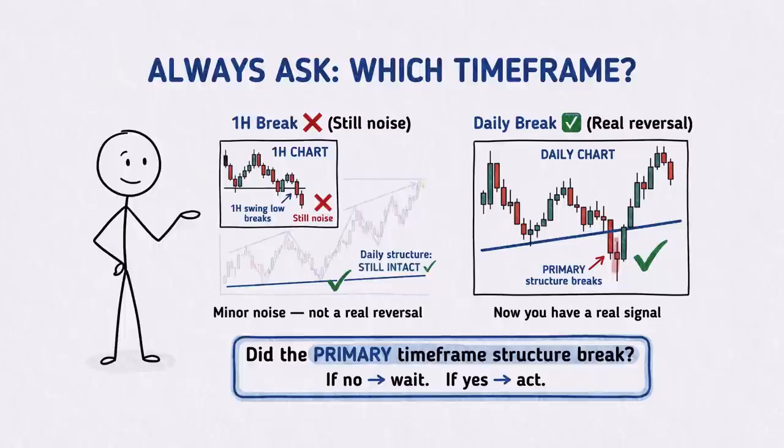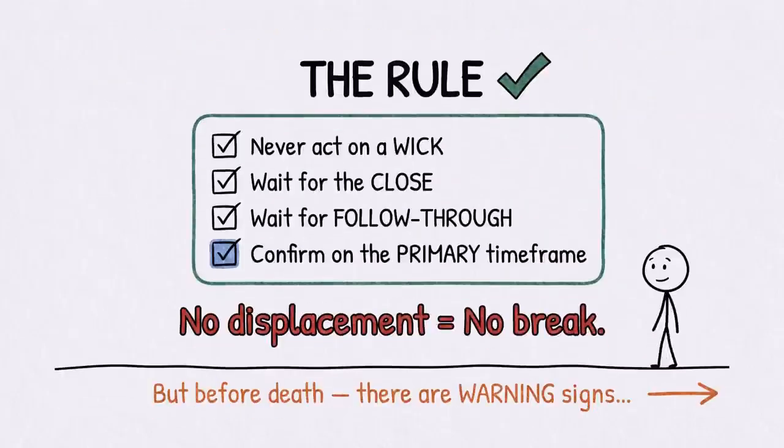Always check. Did the primary structure break? The rule? Never act on a wick. Wait for the close. Wait for follow-through. And confirm it happened on the primary time frame. A real break has displacement, a strong, full-bodied candle that doesn't look back. No displacement, no break. Now you know how a trend dies.